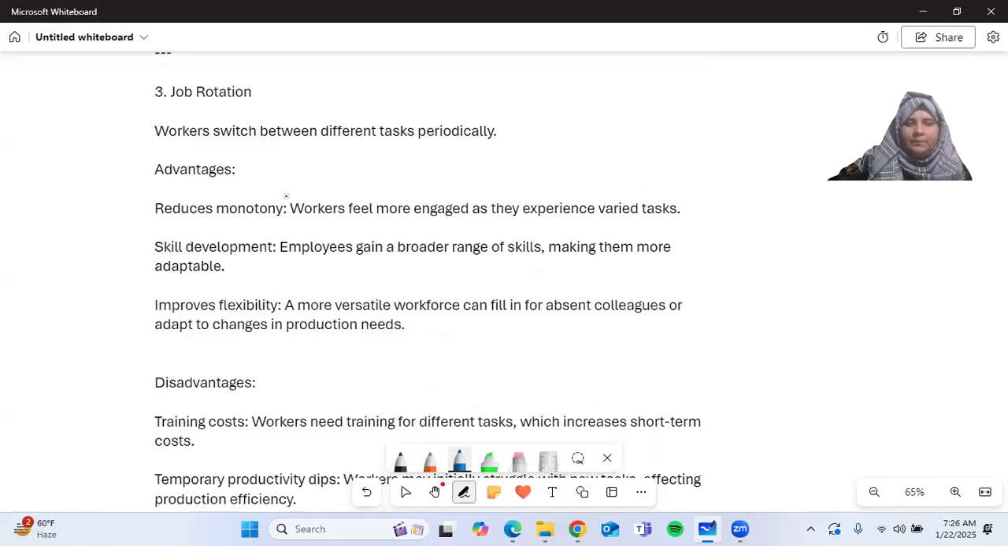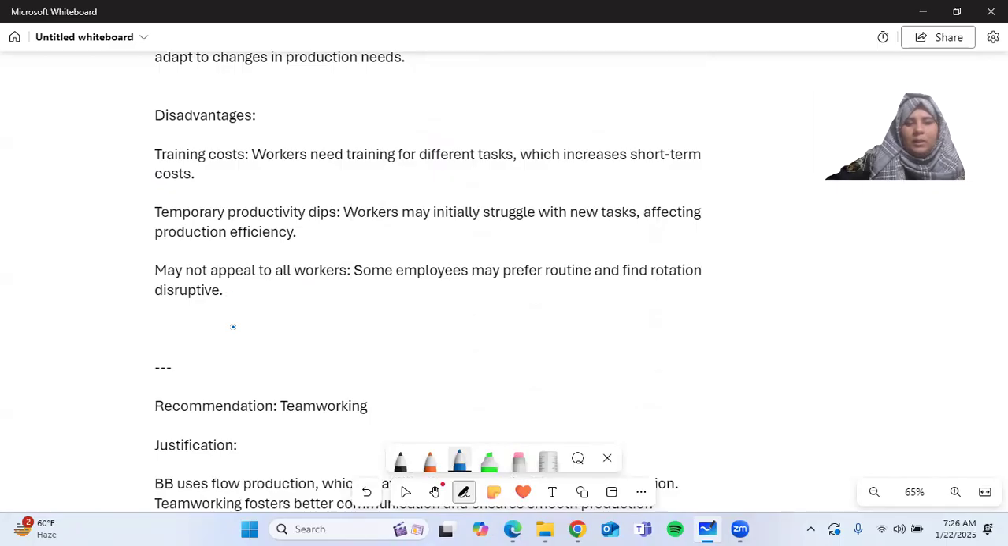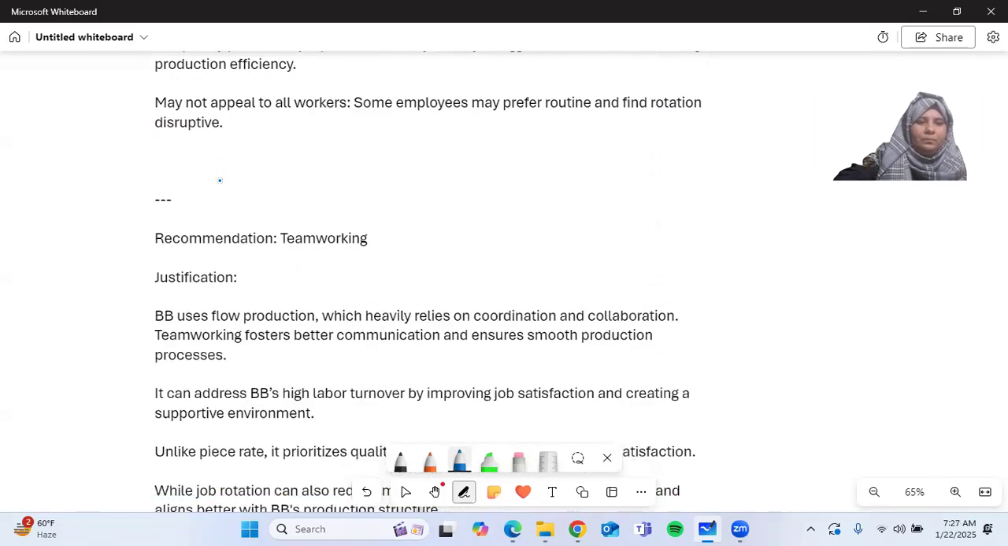The job rotation can reduce the monotony. Workers feel more engaged as they experience varied tasks. However, there will be training cost. Workers need training for different tasks, which increases short-term cost.